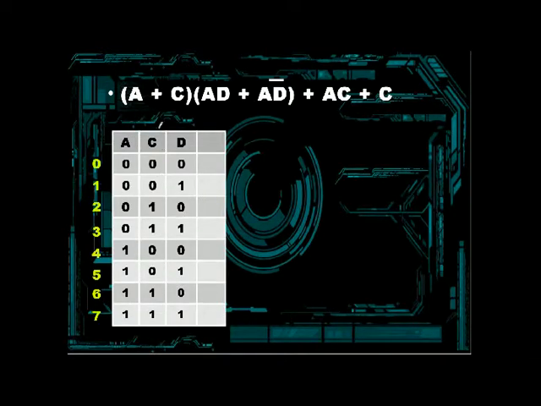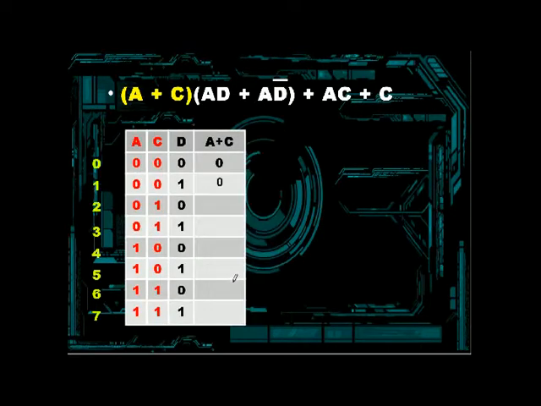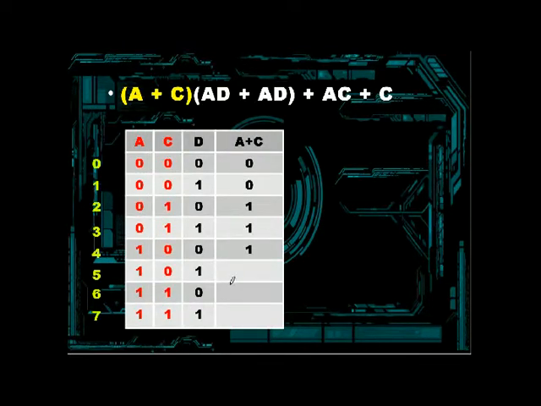Now how would I start? Usually I take the first expression, and it's A plus C. So I put A or C and I find the result. 0 or 0 is 0. 0 or 0 is 0. 0 or 1 is 1. 0 or 1 is 1, and we find all of those. 1 or 1 is 1, and we find all of those.